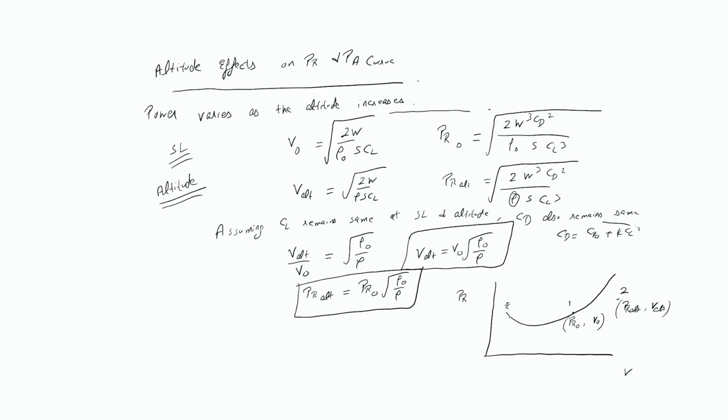So we were trying to find point 2 at a different altitude. By these equations, we just multiply by rho naught by rho to get the velocity at that altitude, and then find the power required corresponding to that velocity. So this was the sea level, and your next curve will be going through this point 2. This is at some altitude.